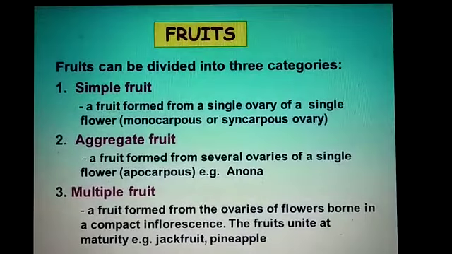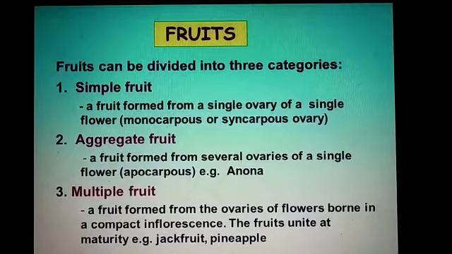The next one is fruit. Student, fruit can be divided into 3 categories: simple fruit, aggregate fruit, and multiple fruit. Actually, simple fruit is when the fruit forms from a single ovary of a single flower. Single flower is there and single ovary. Single flower has single ovary. You know that fruit is developed from the ovary. So student, simple fruit is developed from the single ovary.